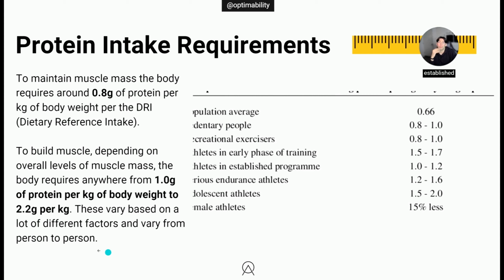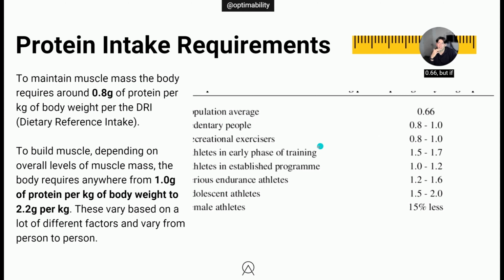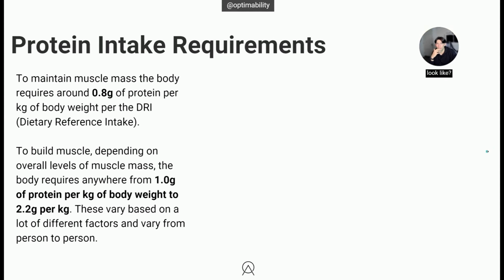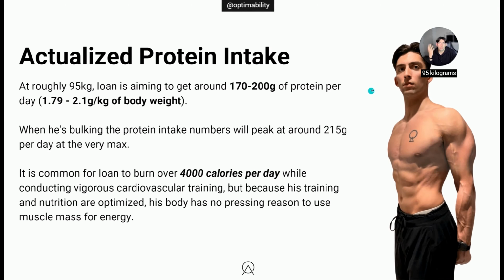Depending on how established you are, it's a little different, but the population average is around 0.66. But if you're an established athlete, you need around 1.2 to 1.6 grams of protein per kilogram of body weight. Now, what does that look like? This is super cool. There's me, at roughly 95 kilograms, 215 pounds, 220-ish, I'm aiming to get around 170 to 200 grams of protein per day at the very max. And 1.79 to 2.1 is even higher.